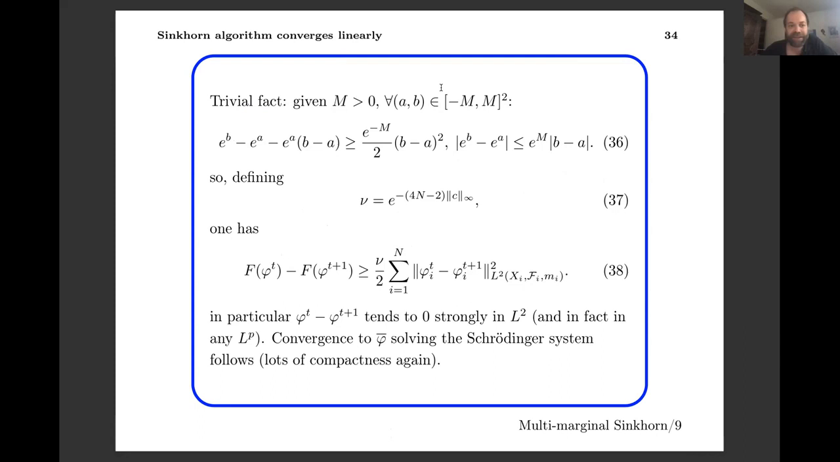And so, for instance, the departure from its first order Taylor approximation is quadratic. So if you're on an interval minus M, M, it is true that the eigenvalues of the Hessian are bounded away from zero. And it is also true that the derivative is an exponential itself. It is true that the exponential is Lipschitz on every interval. Okay, so now from this, for a suitable constant, you see that the gain, the loss in energy on one full step of Sinkhorn from step t to step t plus one is bounded from below by the squared L2 norm between the iterates themselves. Okay, this is strong convexity.